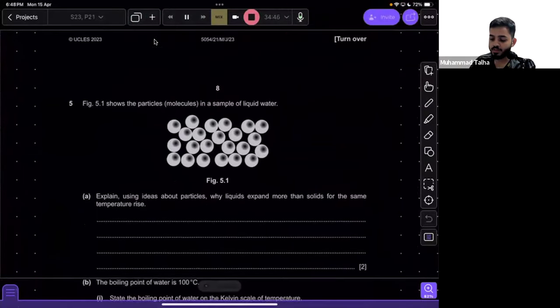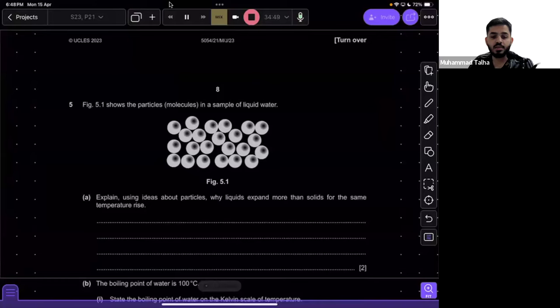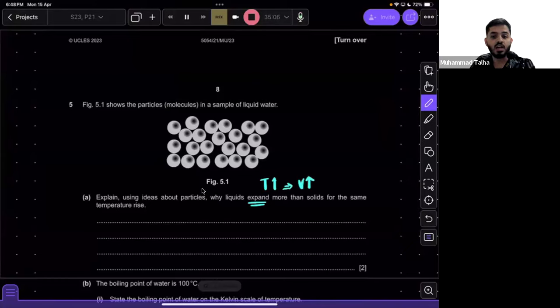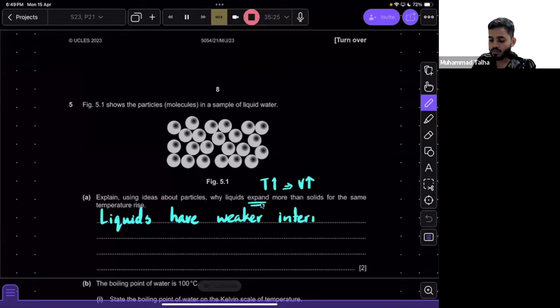Let's go on to 5. Explain using ideas about particles why liquids expand more than solids for the same temperature rise. All right. So what is expansion really? This shows that if temperature increases, the volume would also increase. Now you just need to explain why liquids would expand more. This is something which is explicitly part of your syllabus. So the answer to this is that liquids have weaker intermolecular forces of attraction.